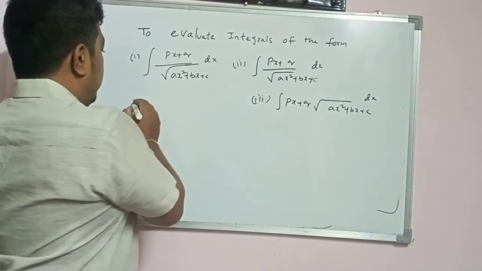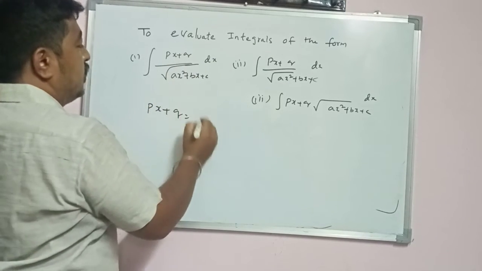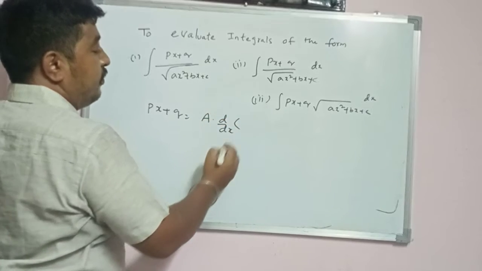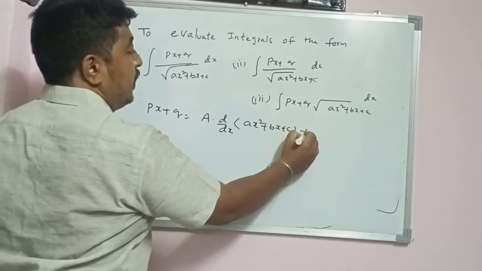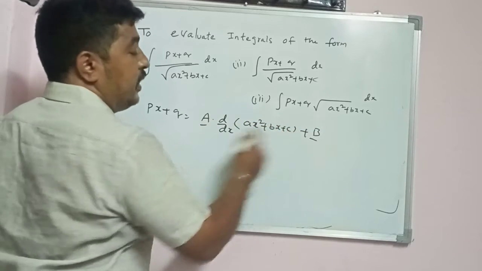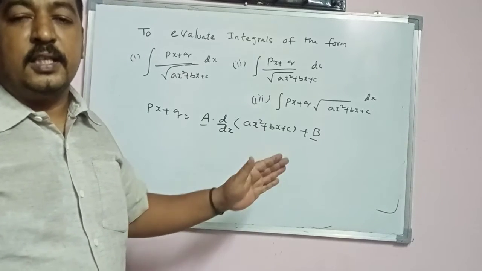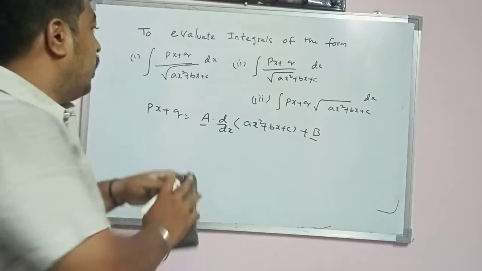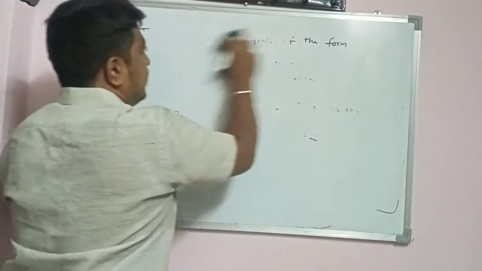So what is the working rule here? The working rule is px + q = A · d/dx (ax² + bx + c) + B. You want to find the A and B values, which you find using the partial fractions conditions. Now I want to solve these problems by using some examples.